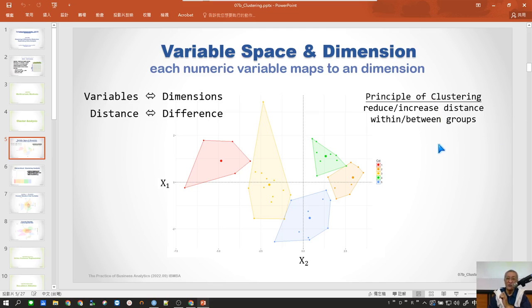this clustering algorithm will try to reduce the distance within groups and increase the distance between groups. Actually, this algorithm cannot move the points. The points are fixed in the space because the values of these 2 variables are used as their coordinates, so the coordinates do not move. What the algorithm does is determine which point belongs to which group. It just draws the boundary of the groups in the space, and when it draws the boundary, it follows this principle.